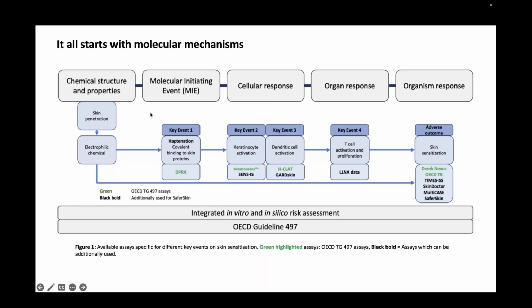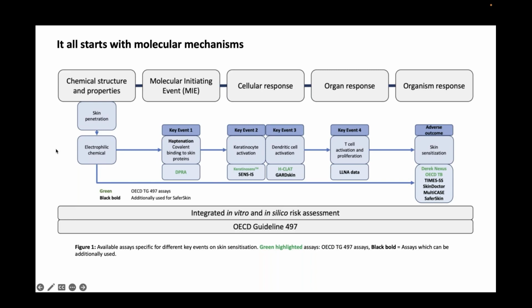You see here we have a first key event. Since it is the first key event, it is also the molecular initiating event. So it's initiating a whole cascade of events leading to the skin sensitization event. In this case, it is the covalent binding of a chemical or a compound, a material, to skin proteins. So you have a compound which you might assess, and it's exposed to skin, it penetrates into skin, and then you have this first key event, the covalent binding of your chemical to cysteines and lysines of your skin proteins.